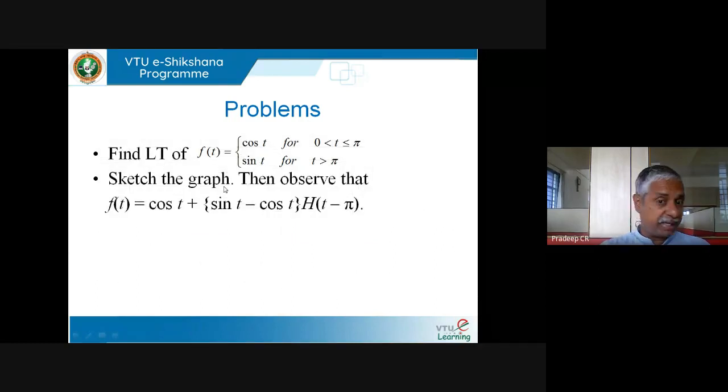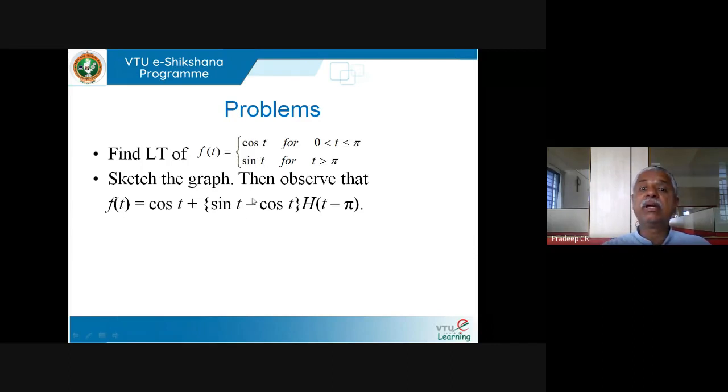So by the previous trick, I know that if f(t) is cos t for t less than or equal to pi and sin t for t greater than pi, I can write f(t) as cos t plus (sin t minus cos t) times H(t minus pi). Because if t is less than or equal to pi, this is 0, so I'll get cos t. If t is greater than pi, this will become 1. I'll get cos t plus sin t minus cos t. These two cos t's get cancelled and I'm left with sin t.